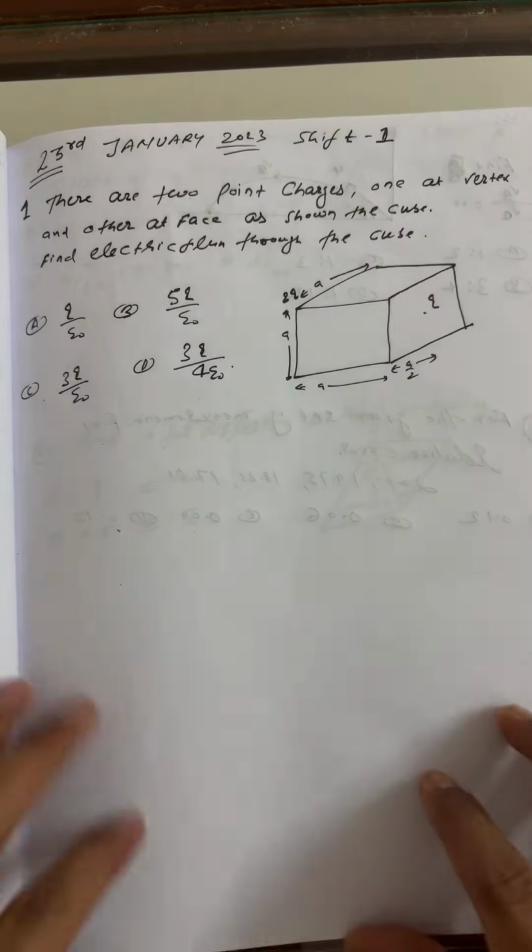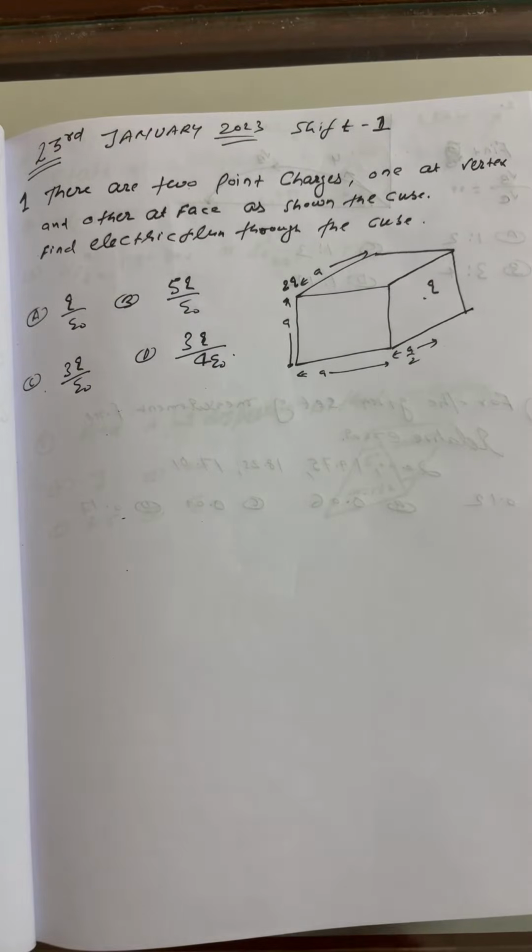So now students, have a look. What does the question say? There are 2 point charges, one at a vertex and the other at a face, as shown in the cube. Find the electric flux through the cube. Here, students, we have to find the net flux. I hope all of you remember the basics of these questions.